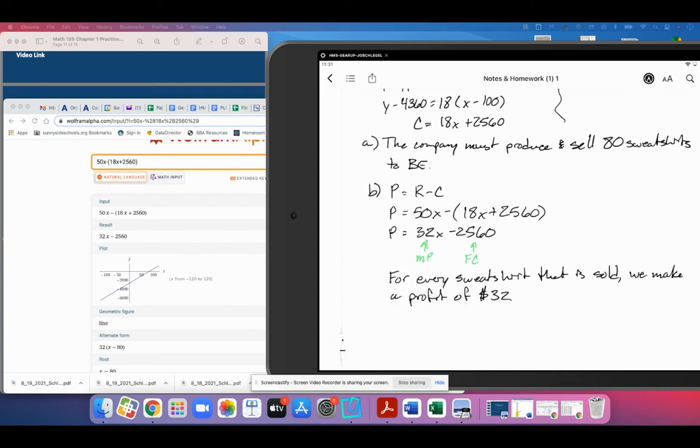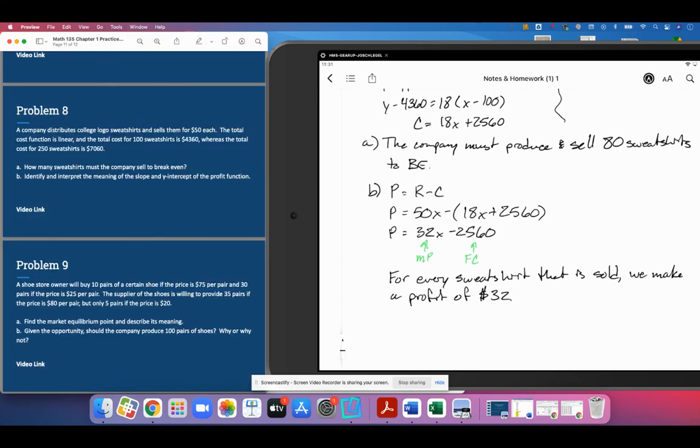So there you have it, everyone. That is everything for problem 8.